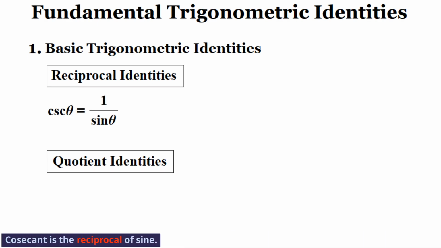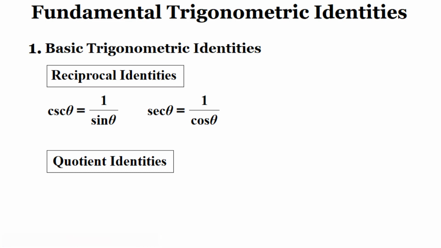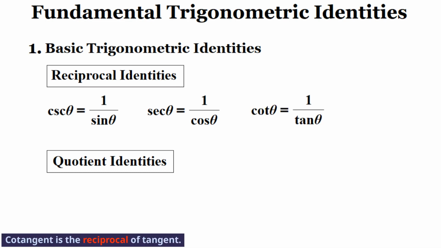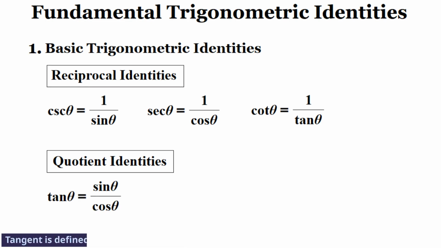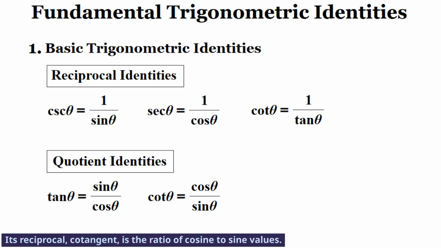Cosecant is the reciprocal of sine. Secant is the reciprocal of cosine. Cotangent is the reciprocal of tangent. Tangent is defined as the ratio of sine to cosine values. Its reciprocal, cotangent, is the ratio of cosine to sine values.